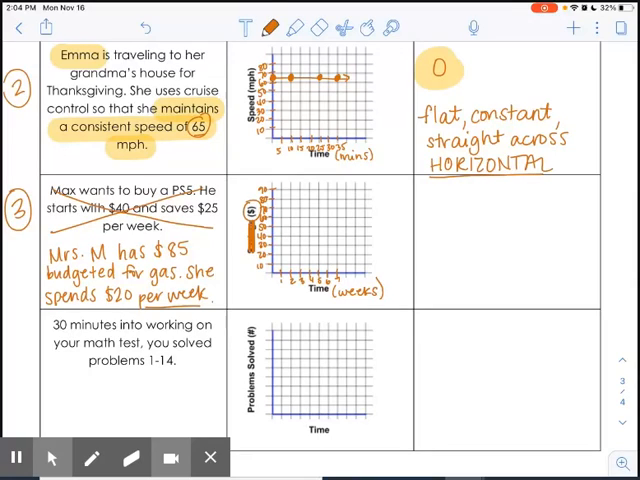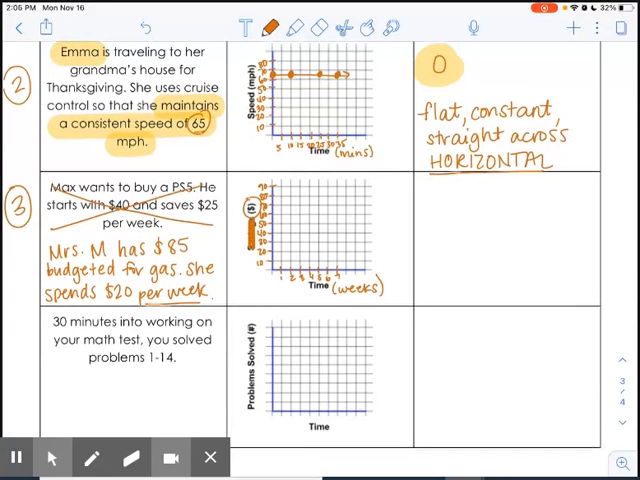How much money am I starting with? 85. So at time 0, at week 0, I check my bank account, my budget for gas, and I have $85. But I have to spend $20 per week. So at week 1, how much money do I have? Good, we decreased by 20. So at week 1, I have $65.